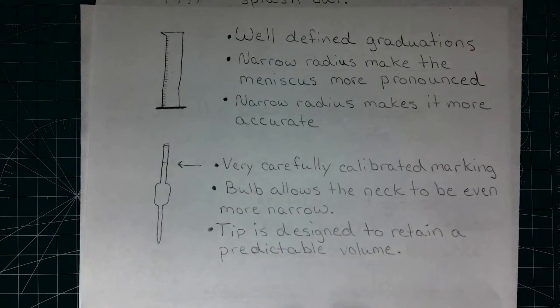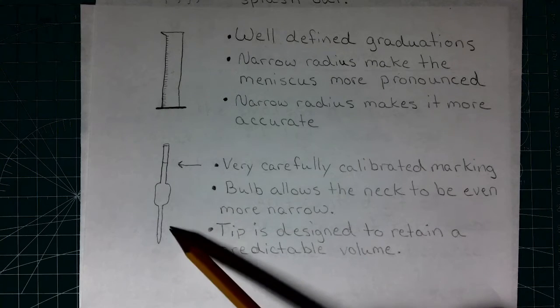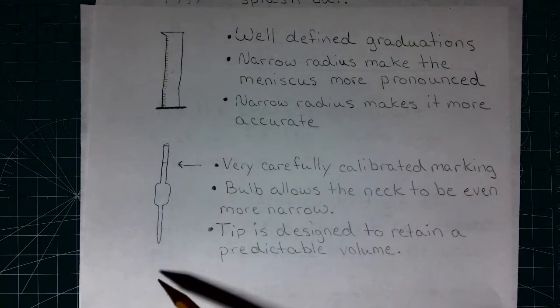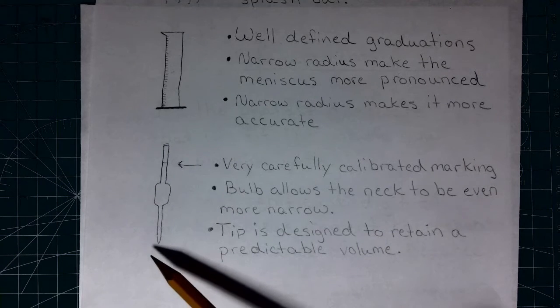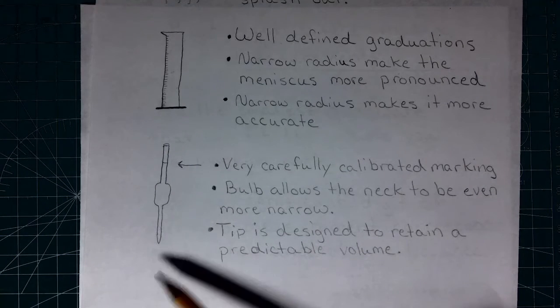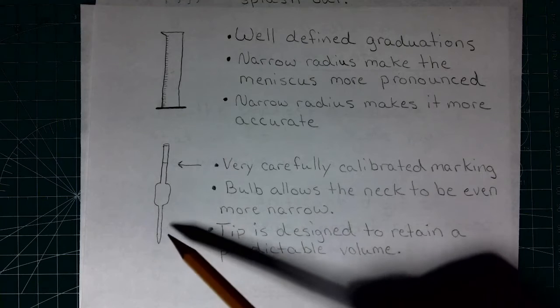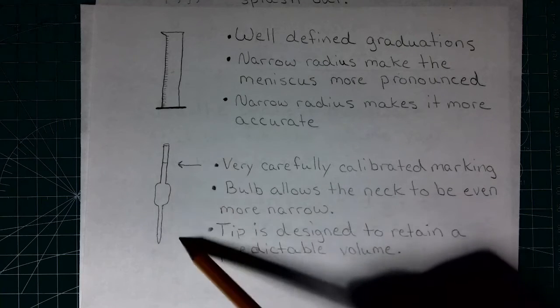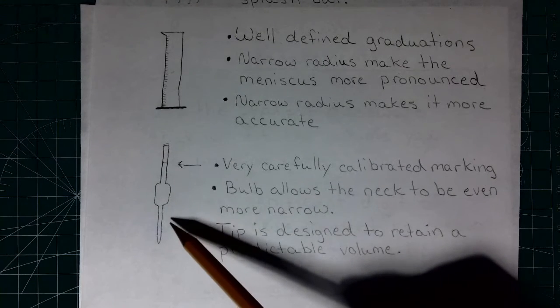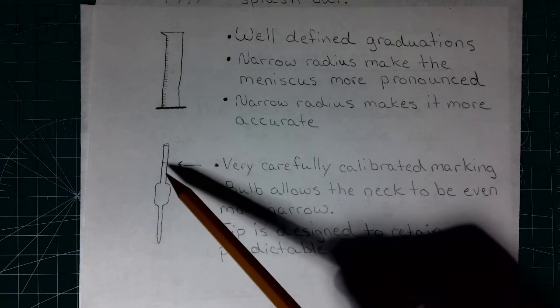And finally, I'm going to introduce a very specialized piece of glassware. It's probably the most accurate kind of glassware that you're going to find to deliver a volume. And it has a very specialized shape that I like. So I want to point this out to you guys. This is called a volumetric pipette.